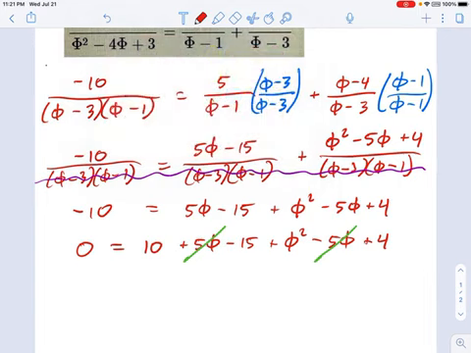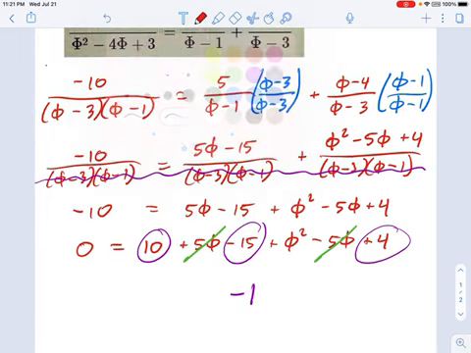I see a positive 10, a negative 15, and a positive 4. So that comes out to 14 minus 15. That's going to be a negative 1. And what else is going on? Well, there's just that phi squared. So phi squared minus 1 equals 0.